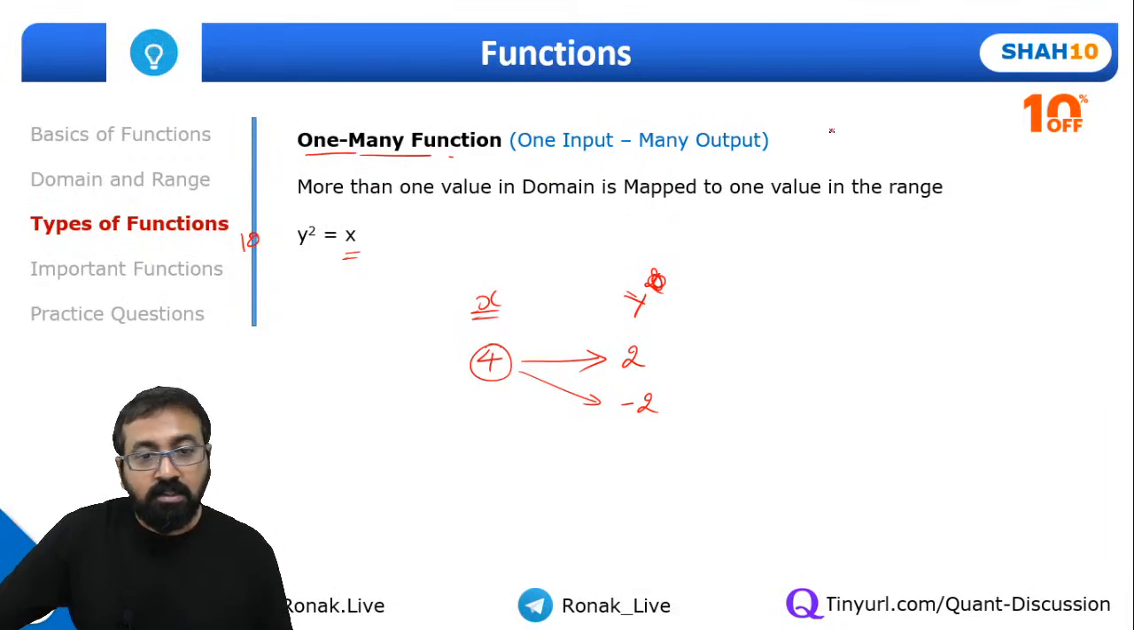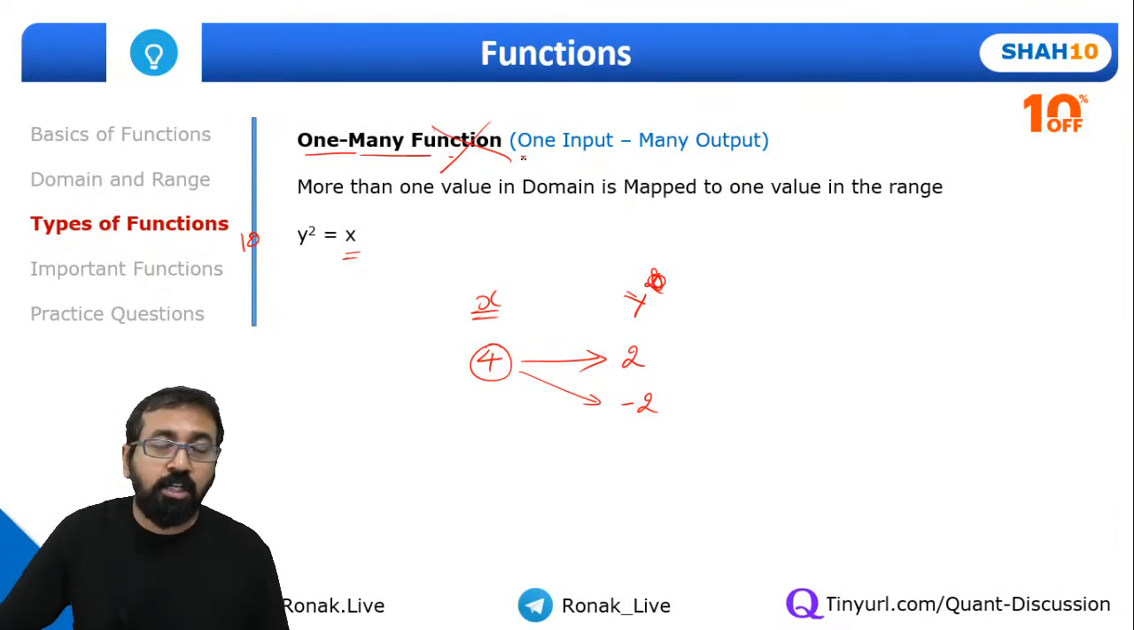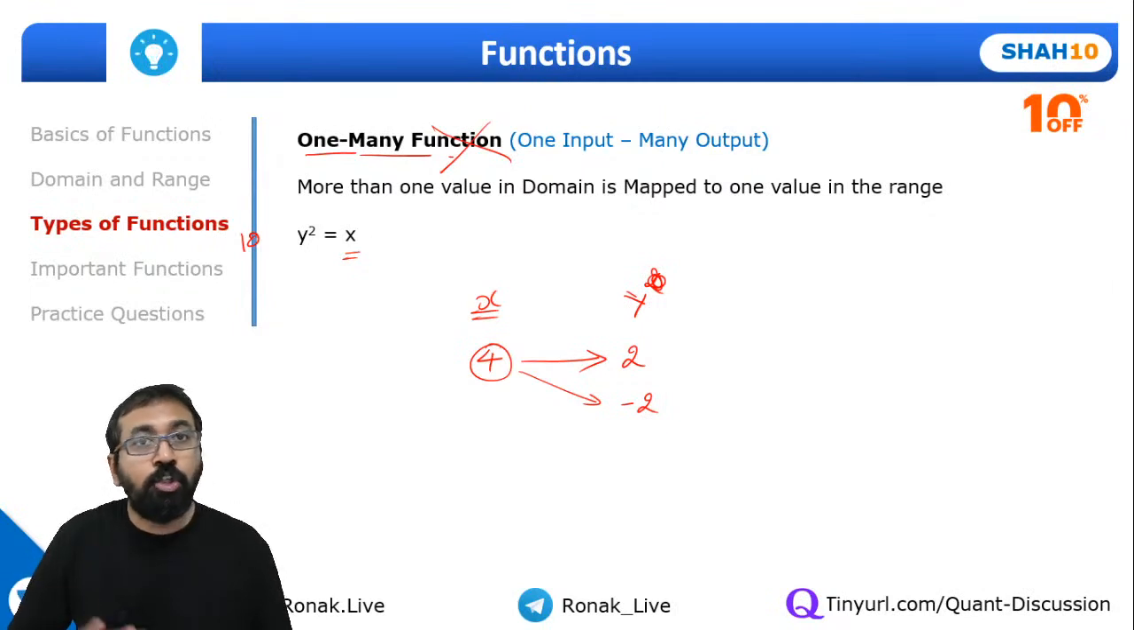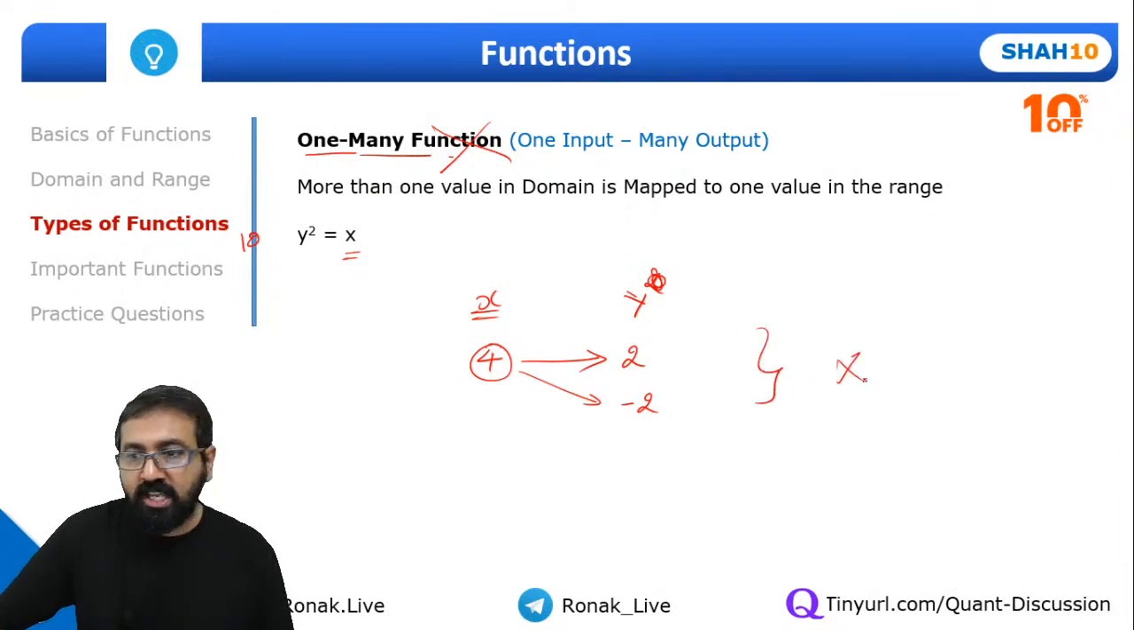In fact, this is not a function, it is not defined. So we don't need to study one-to-many functions. Many-to-one is a valid function, one-one is a valid function, but you will not come across any question where you are getting a one-to-many relationship, right? So we need to exclude this thing over here.